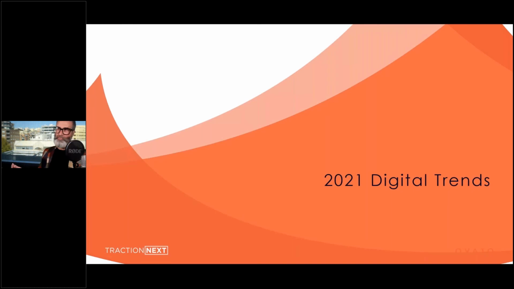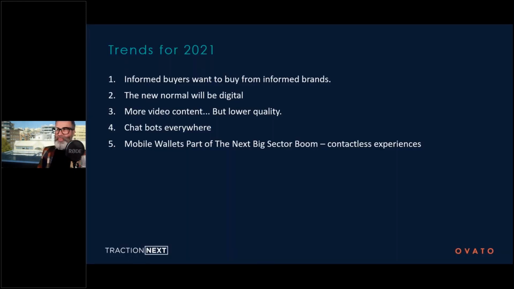Okay, I did promise some YOT 2021 playing out, and we're just going to go through a few of these. So the first one is about informed buyers and wanting to buy from informed brands. And when I look at that, I think of your relationship with your customers, it just needs to be more personal than ever. We look at first-party data becoming critical, and privacy is a concern. Third-party data is sort of on the way out.